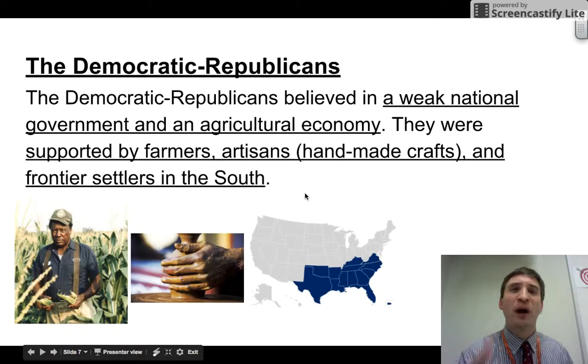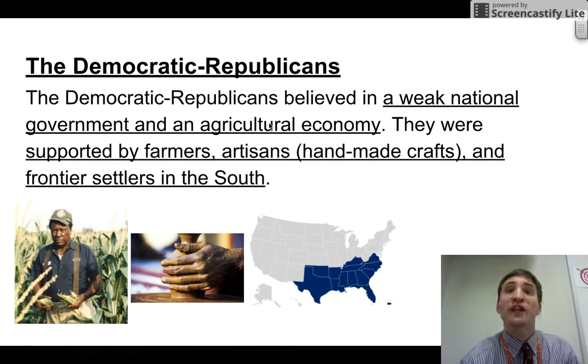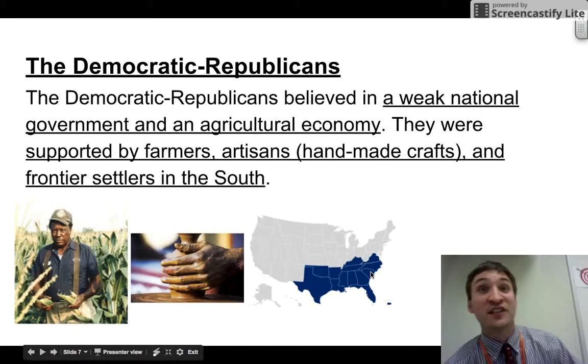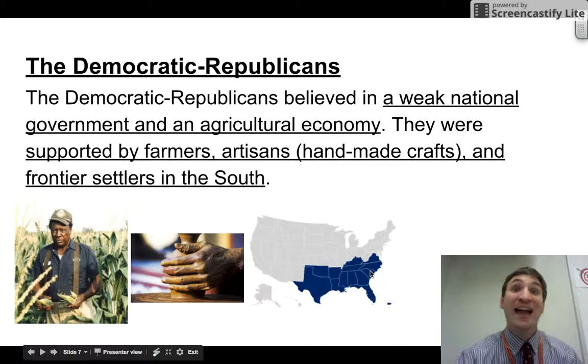The Democratic Republicans, the opposition party. The Democratic Republicans believed in a weak national government and an agricultural economy. They were supported by farmers, there's a farmer, artisans, those who made handmade crafts, there's someone making pottery, and frontier settlers in the South. There's the South, Virginia, North Carolina, South Carolina, Georgia, Florida, etc. This was Jefferson's political party. This was not Washington's.